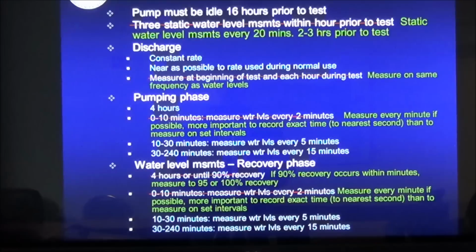So from 10 to 30 minutes, we measure every 5 minutes, and then from 30 minutes until the end of the test, every 15 minutes. So the recovery phase, same as the pumping test.